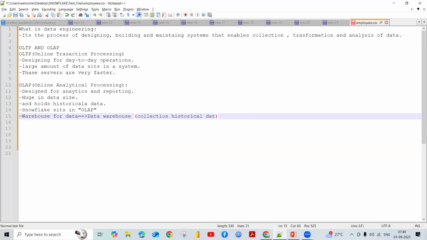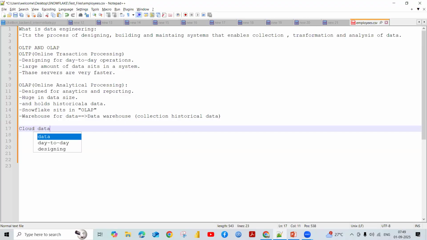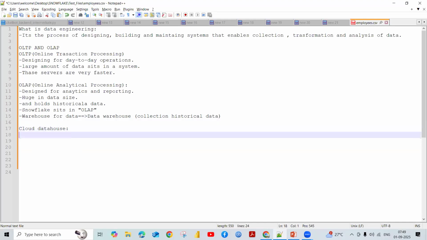Historical data, right? In simple words, it's a collection of historical data. But Snowflake is a cloud data warehouse. What is meant by cloud data warehouse? That we need to understand. So what is meant by cloud data warehouse?